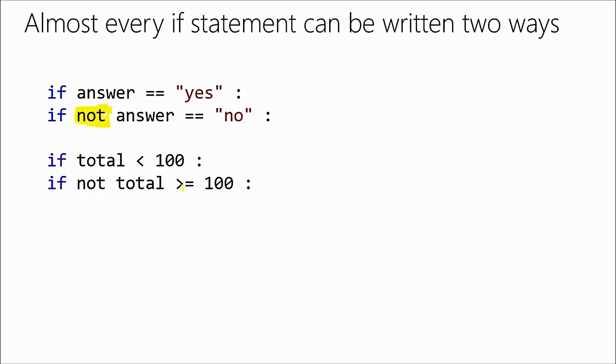Yep. I could say if the total is less than 100, or if not, total greater than or equal to 100. Because if a total is not greater than or equal to 100, then it must be less than 100. Yep. So which is the right way to do it? Well, I don't know. It really falls into a certain amount of what do you like.